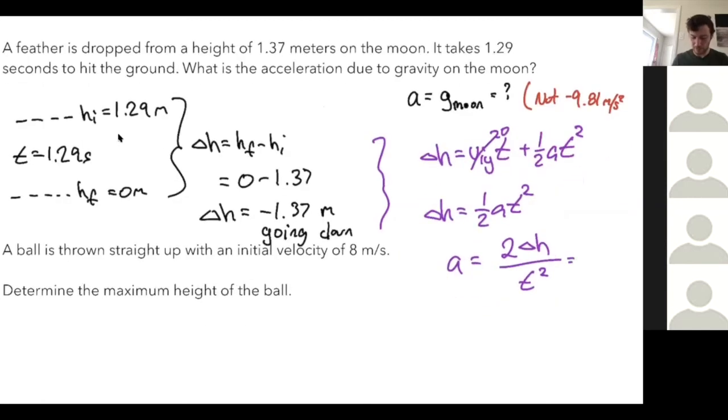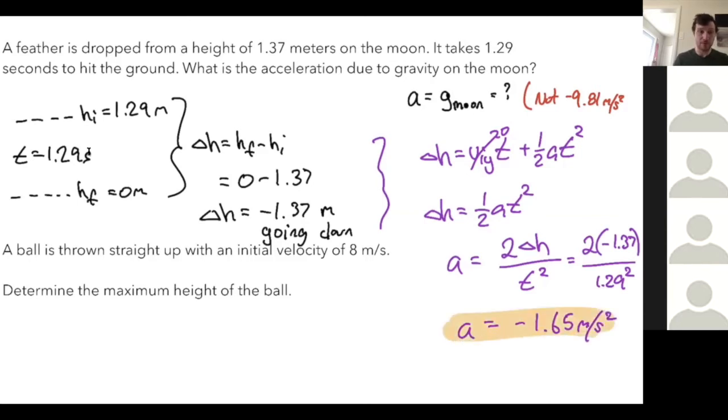Plug in our numbers. 2, negative 1.37, all divided by 1.29 squared. And you should get an acceleration of, drum roll please, negative 1.65 meters per second. That negative is super important because it means it's going down. Okay, so super important that you used a delta H of negative.